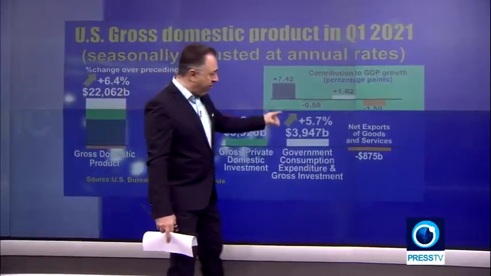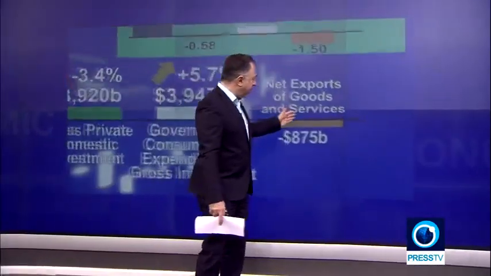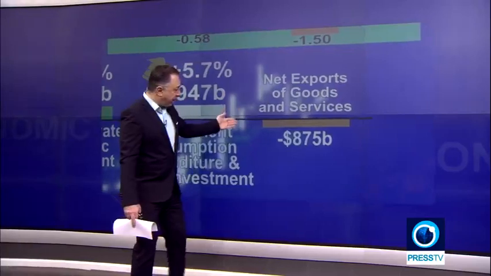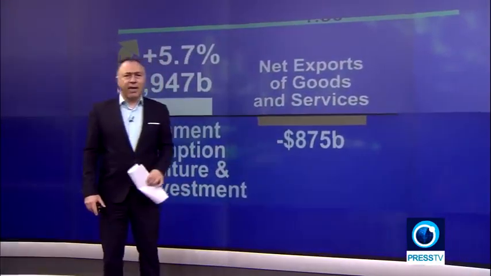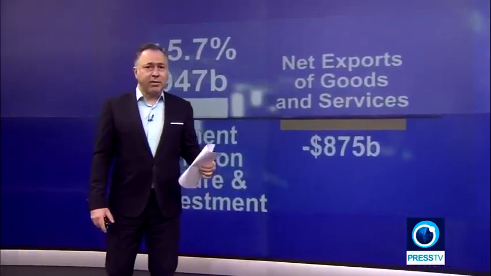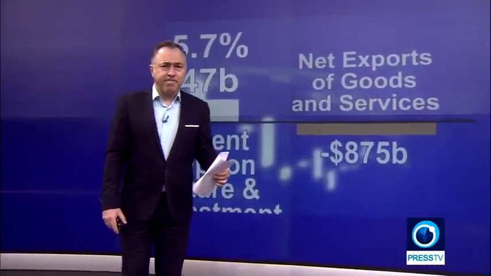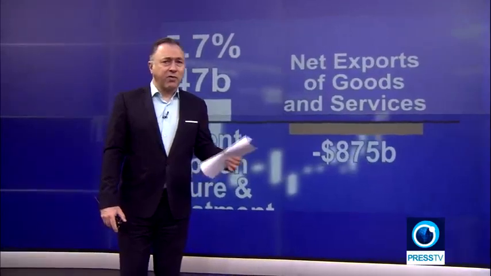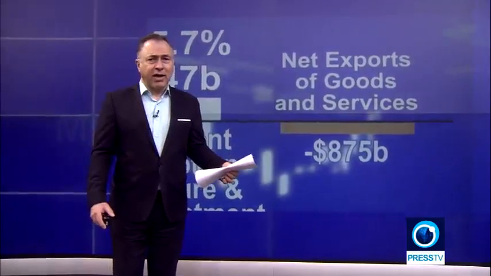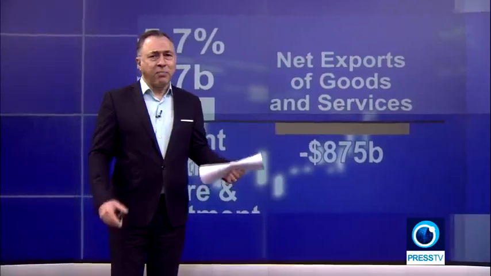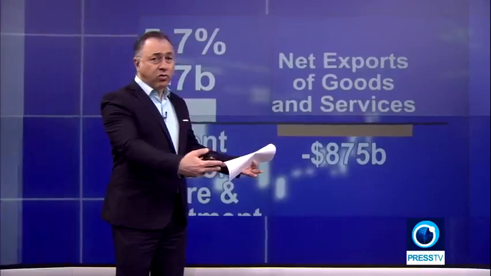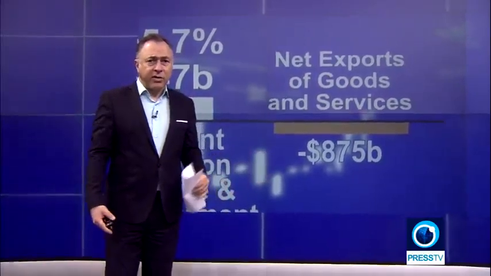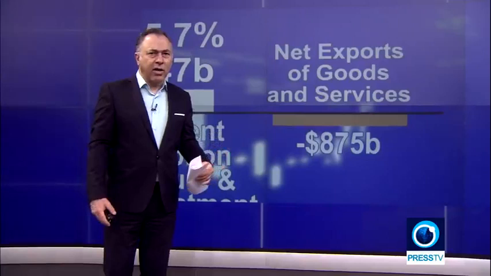But if you want to take a look at this profile, we're going to zoom in on this category right over here. This is the net exports of goods and services. And take a look at this figure, negative $875 billion. I mean, that's really bad. Because obviously, when you take a look at exports of goods and services, you're looking at what's not being sold and what's not going overseas to different prospective buyers. And here is where you can see the U.S. getting hurt by not being part of that major trade bloc.